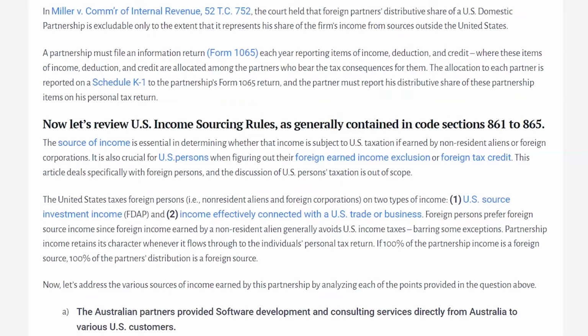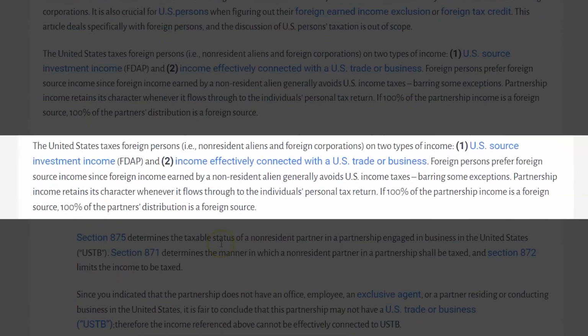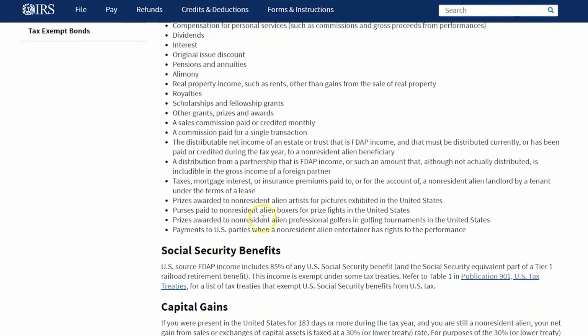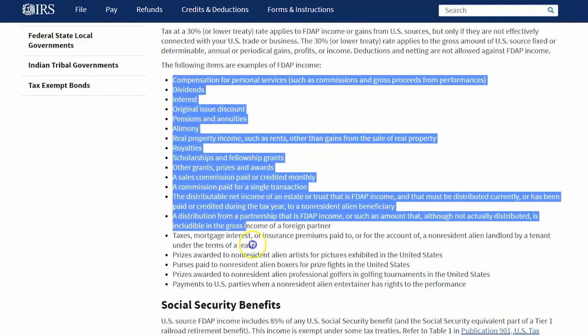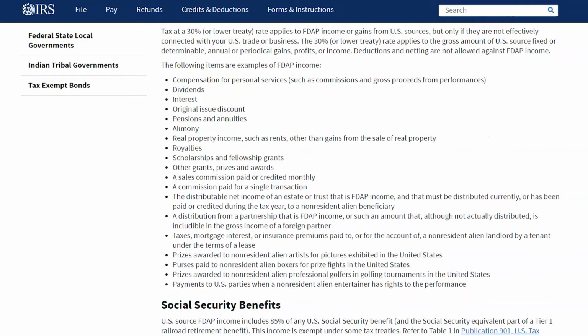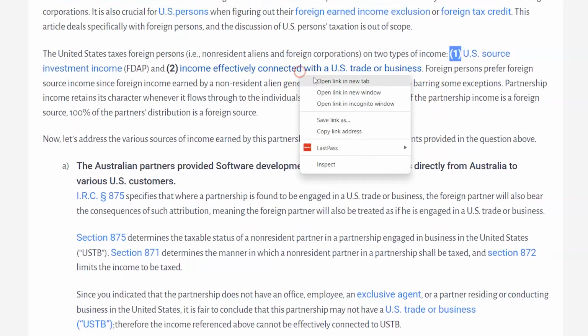For the purpose of this video, we're not going to talk about U.S. persons and their source of income. We're dealing specifically with foreigners that have U.S. multiple member LLCs. The United States taxes foreign persons in two ways, on two types of income. A foreign person can be a non-resident alien or a foreign corporation. The first item of income that the U.S. taxes them on is U.S. source investment income, FDAP, as most people call it. If you click on the link here, you would see all the types of income that fall into the FDAP bucket. And then the second source of income is income that is effectively connected.